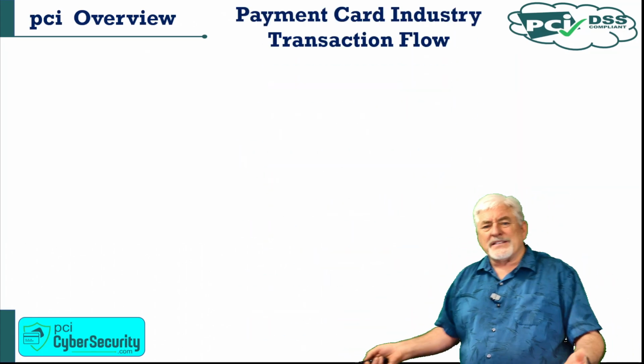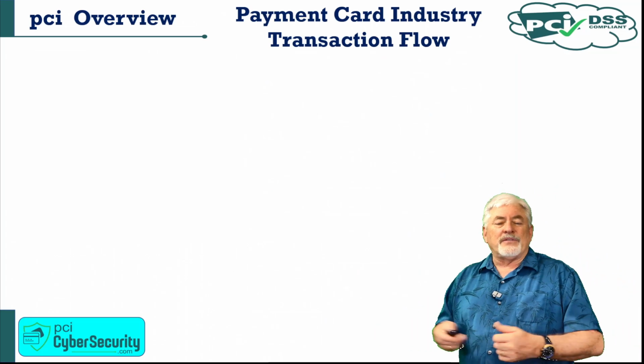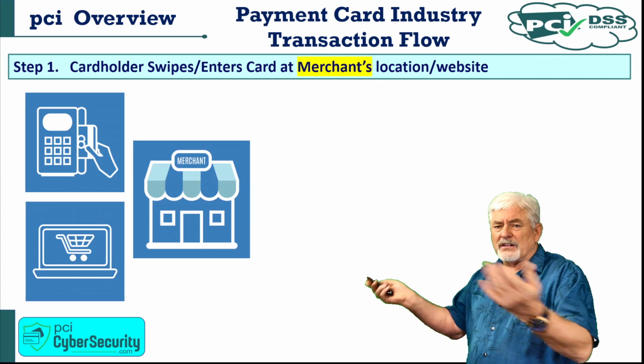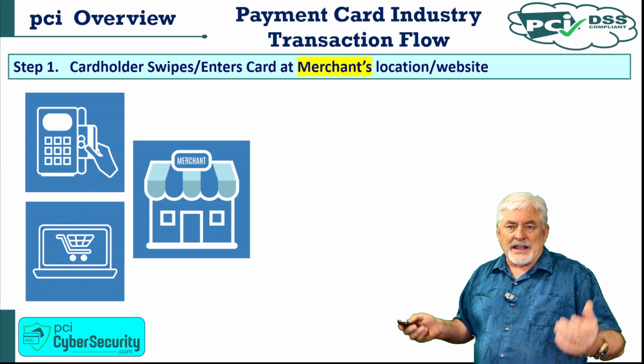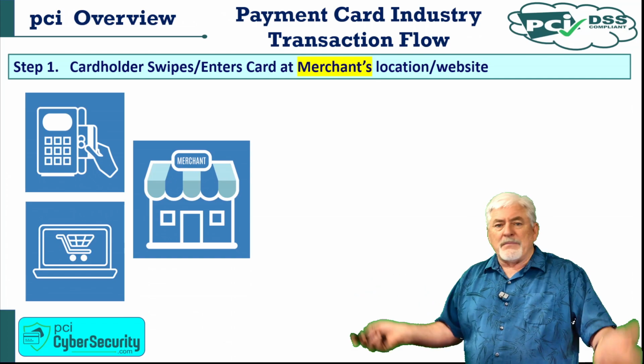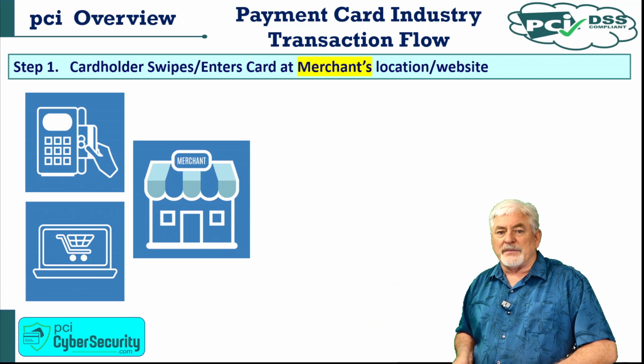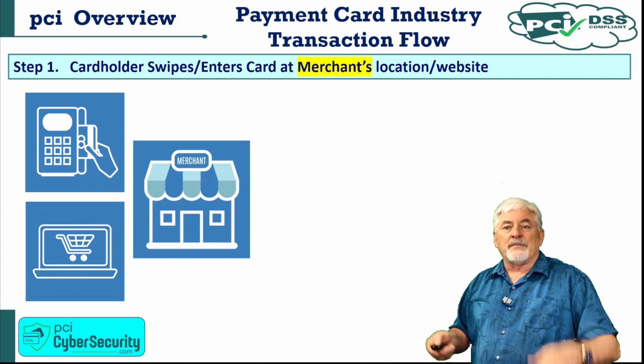So what does the transaction flow look like now that we've defined the major players? Well, the first one is the card holder, and they go into a merchant. And I'll just continue to use the mechanic as my example, right? So I go in to get my muffler fixed, and my mechanic fixes the muffler, and I come in and I say, how much was it? And they say $160. And so I swipe my card.